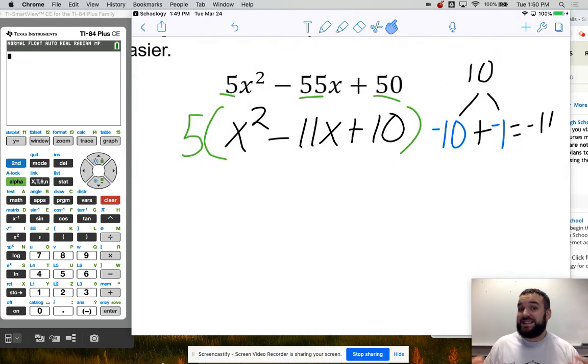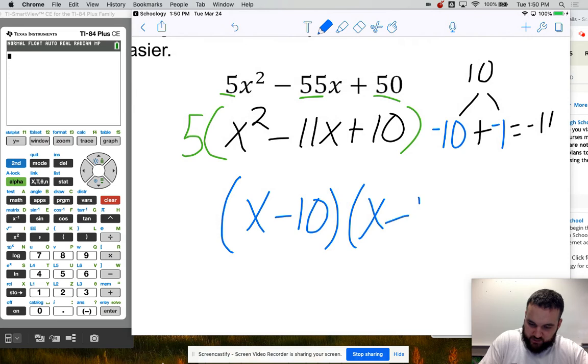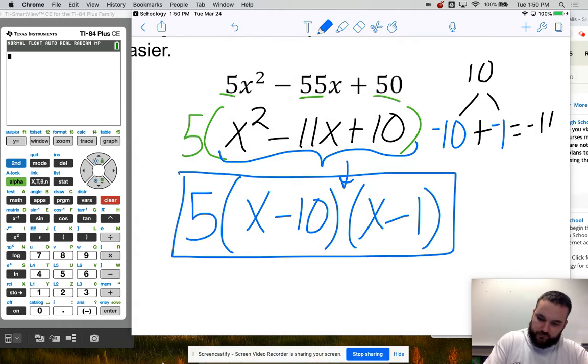Now, because I didn't have to do AC, I can go right to the parentheses and say x minus 10 times x minus 1. Okay, that's this portion of it. That's the parentheses portion. So this is that. Then I just bring the GCF of 5 down, and I'm done.